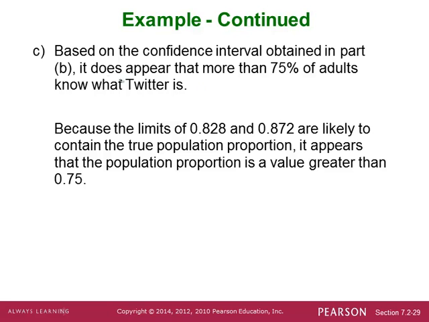We're going to answer this question based on the confidence interval obtained in the previous part. Does it appear that more than 75% of adults know what Twitter is? And the answer is yes, because if you look at the lower limit, that was 0.828, which is much larger than 0.75. So it's very likely that more than 75% of adults know what Twitter is, because the lower limit for this confidence interval was 82.8%.